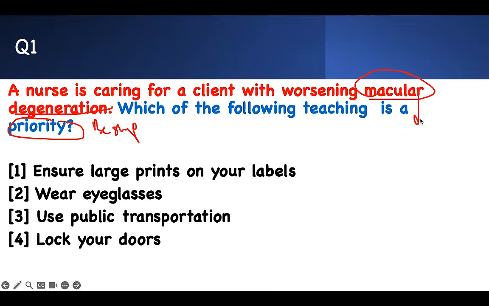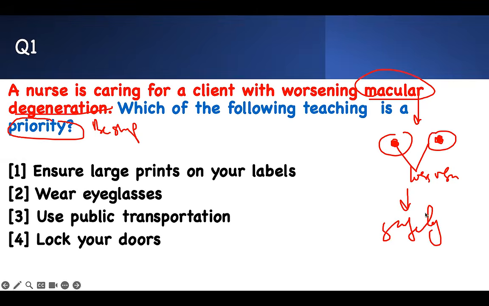What is the problem with macular degeneration? Well, your central view is going. You can't see anything in your central view, right? Central view is affected, peripheral is intact. They're going to lose their vision, and their priority is safety. Safety, safety, safety. Therefore, which of this indicates safety? You see the way I'm approaching my answer choice?